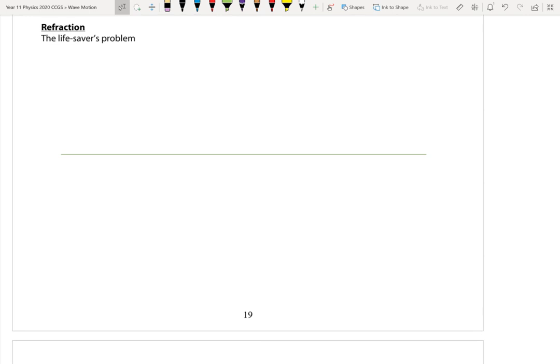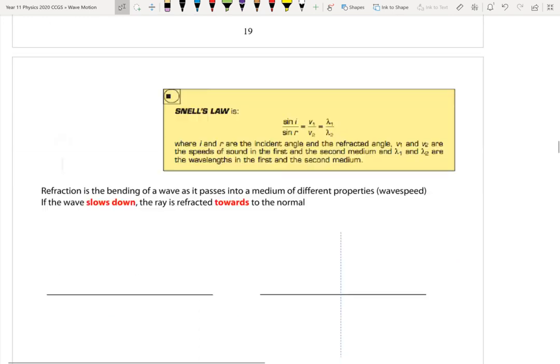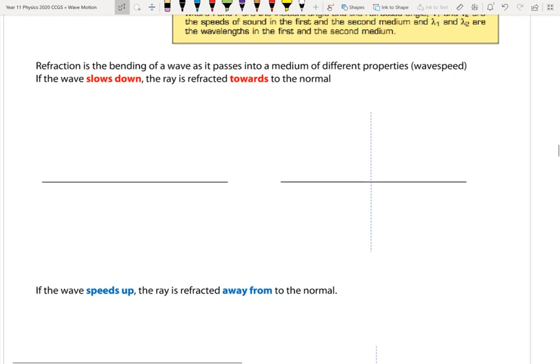Now, refraction. We have the definition on the next page. Don't worry about the next page, but basically refraction. No, I said don't worry. The bending of waves as it passes into a medium of a different wave speed. Now, here I'm going to show you. Actually, turn over the page. I have changed my mind.